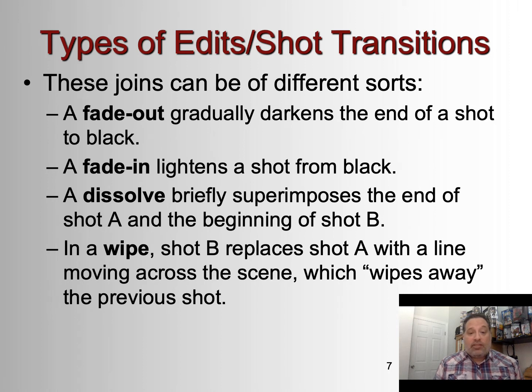A dissolve briefly superimposes the end of shot A and the beginning of shot B. We've all seen this. All of these can be done with your cameras for the most part, right? We see them all over YouTube. These are pretty easy effects to create. And then a wipe. Shot B replaces shot A with a line moving across the scene, which wipes away the previous shot.